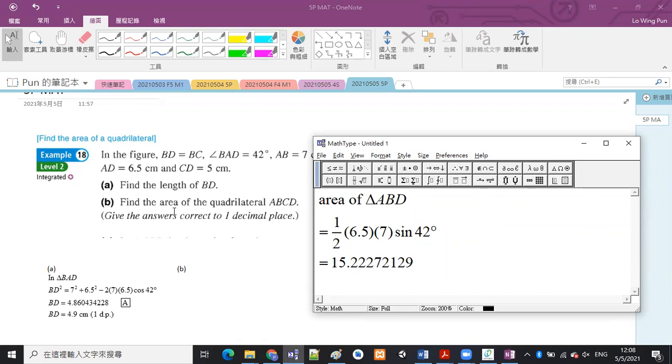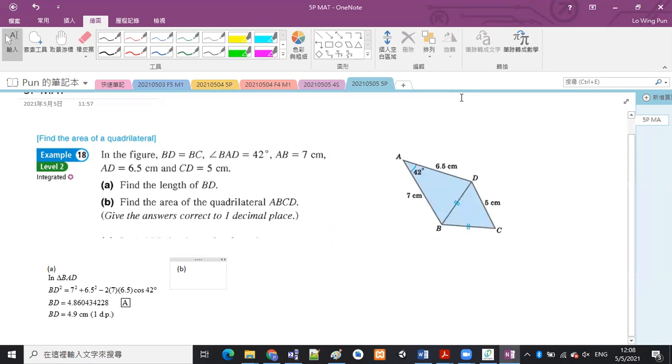15.22272129. Am I correct? Okay, thank you. And this is not an exact value, so I need to save this to memory B. Answer store to memory B. So paste it in the solution first. And we also need to find the area of triangle BCD.